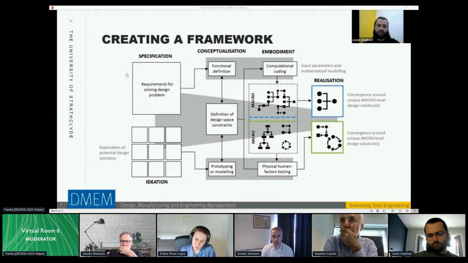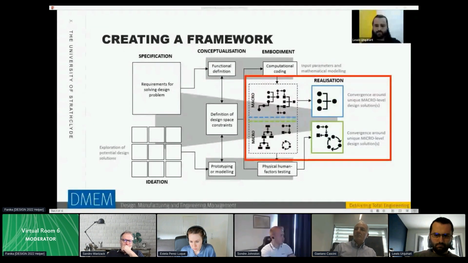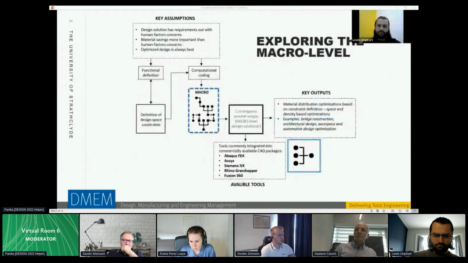So the start of the diagram over here is more aligned with the traditional design methods, specification and ideation, conceptualization. Over here is where we introduce the concepts of computation and the macro and micro realization outputs are based on computational coding and input parameters. So we'll just zero in on some of this here and look at this in a bit more detail.